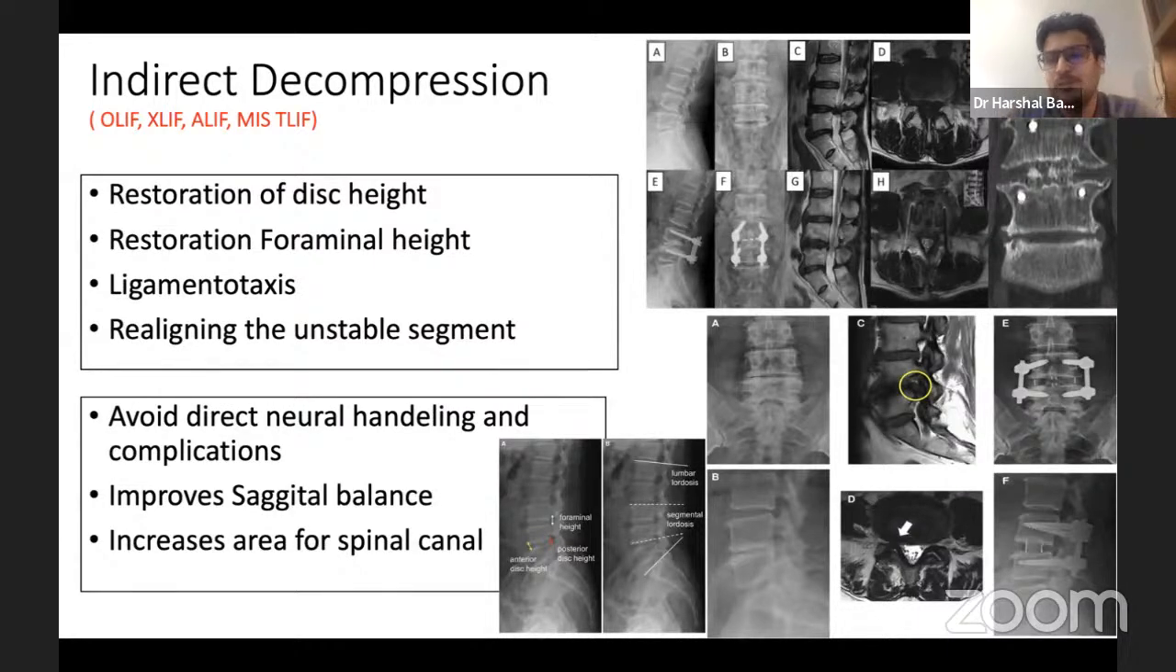There are some wonderfully illustrated cases here where they have proven on radiology that they have restored the disc height and created space for the neural canal, but it depends on person to person. So decision making should depend upon your expertise.